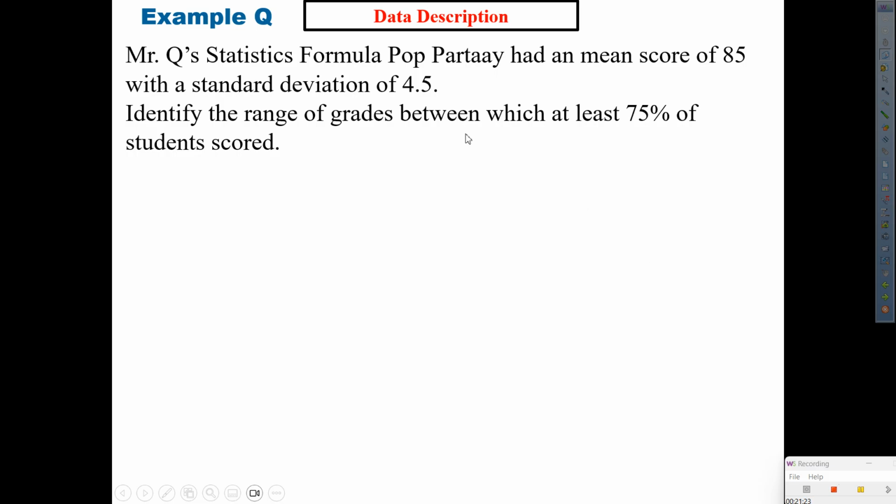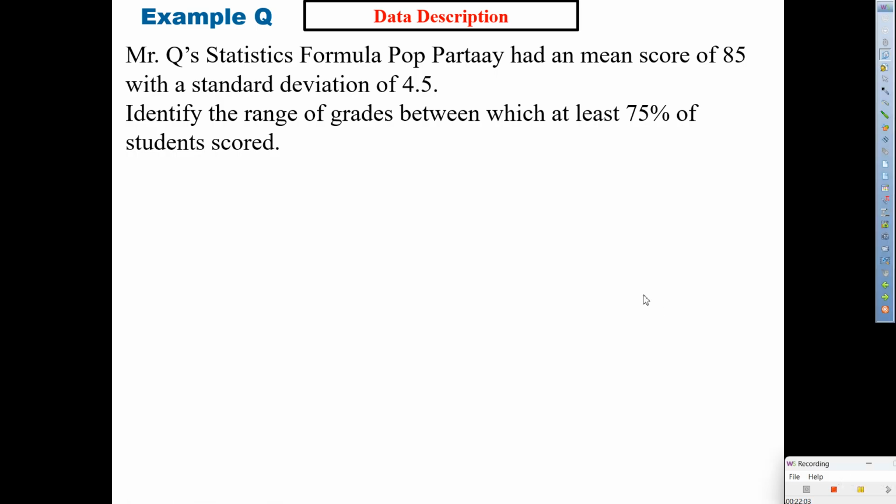Example number 3, Q. Copy that onto your notes, please. And it reads, Mr. Q's statistics formula pop quiz had a mean score of 85 and a standard deviation of 4.5. Copy the problem, actually. Identify the range of grades between which at least 75% of students scored. So copy the problem really quick. I'll give you a minute. Go.